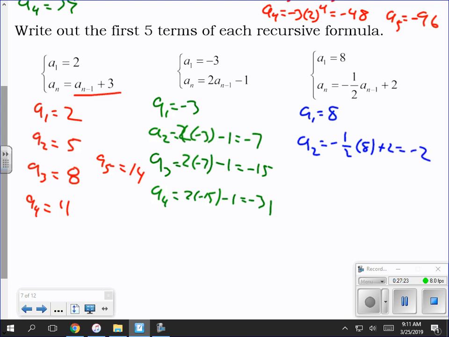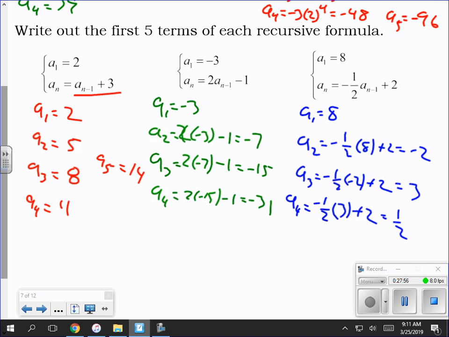Okay. A sub 3: -1/2 times -2 plus 2. -1/2 times -2 is 1. 1 plus 2 gives me 3. A sub 4: -1/2 times 3 plus 2. -3/2 plus 2 gives me 1/2.